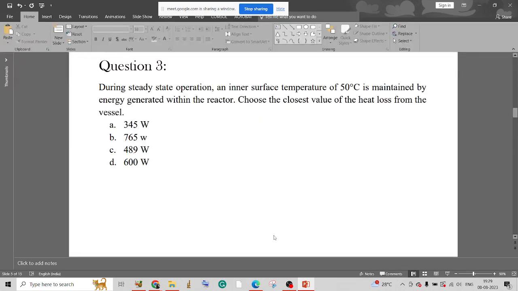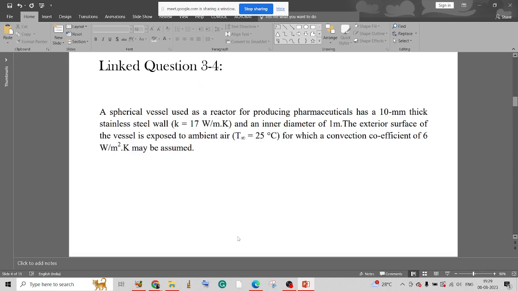So what does the first question tell us? During the steady state operation, an inner surface temperature of 50 degrees Celsius is maintained by the energy generated within the reactor. Choose the closest value of heat loss from the vessel. Okay, so it is easy.